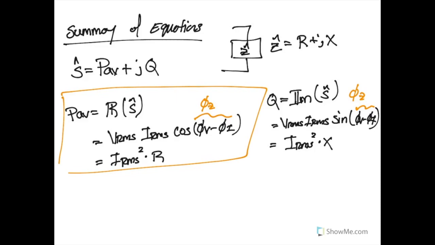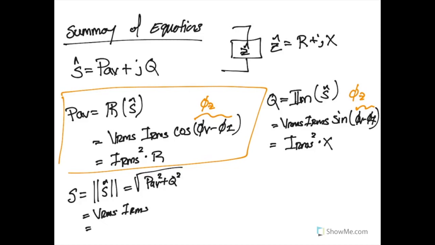Finally, we also talked about S, and S is the magnitude of the complex power. This was equal to the square root of the average power plus the reactive power, both of them squared. And that's the same thing as VRMS IRMS, which is also the same thing as IRMS squared times the magnitude of whatever that Z load is. So if this is Z, that is the same sort of Z.